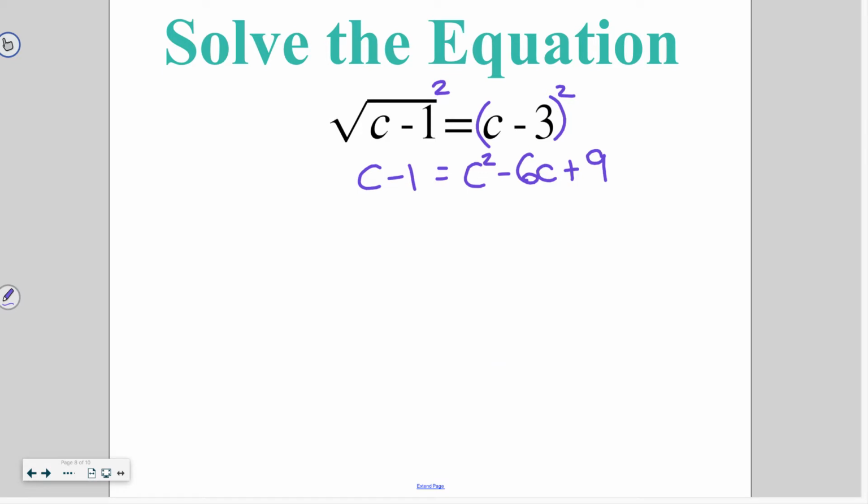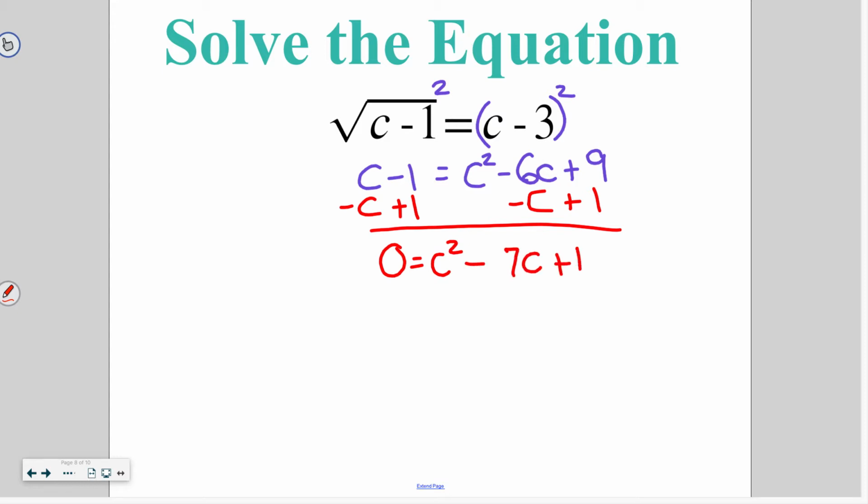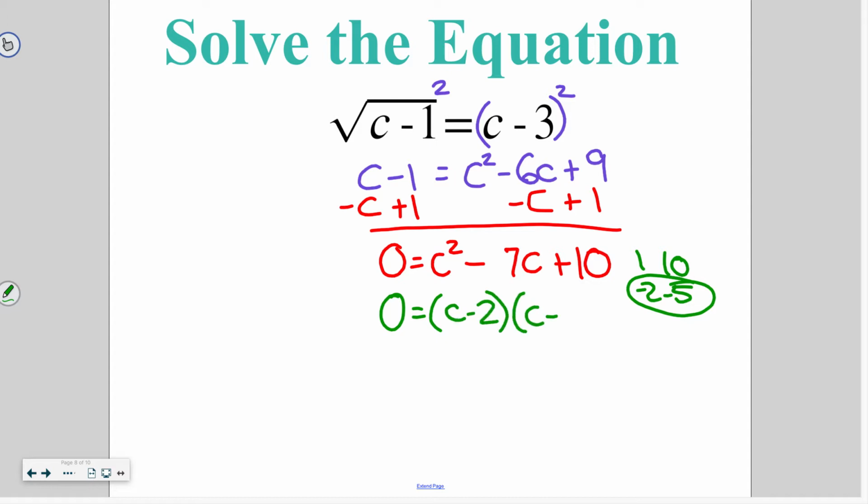In order to continue solving this problem, I need it to be set equal to 0 so I can factor it. So I'm going to subtract c and add 1. Subtracting c and adding 1 gives me 0 is equal to c squared minus 7c plus 10. In order to factor, I need things that multiply to 10 that are going to add up to negative 7. So I've got 1 and 10 and 2 and 5. Negative 2 and negative 5 add to negative 7. So I've got 0 is equal to c minus 2 and c minus 5.